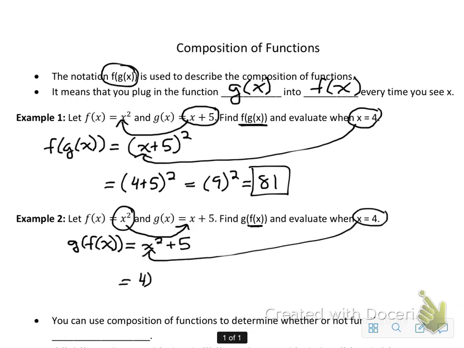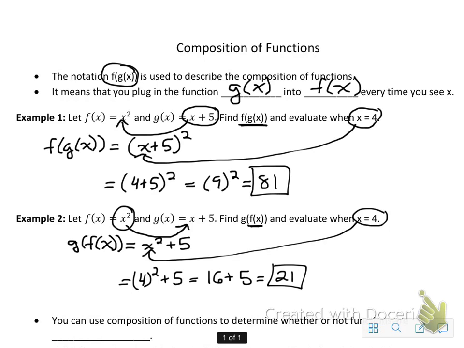So we have 4 squared plus 5. Well, 4 squared is 16 plus 5. And 16 plus 5 is simply 21. Notice that whenever you do g of f of x, even though we're using the same functions and the same number, we don't get the same answer. So you have to be very careful about which one you're plugging in. You're plugging in the inside one into the outer one.